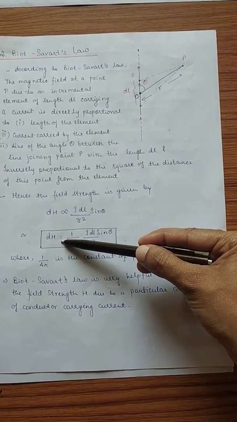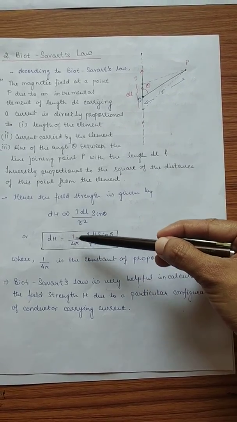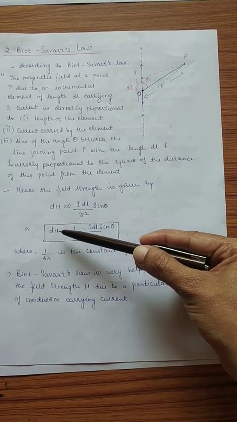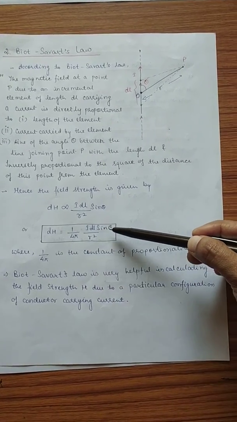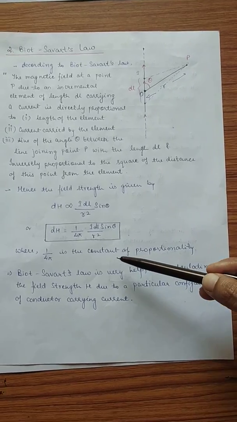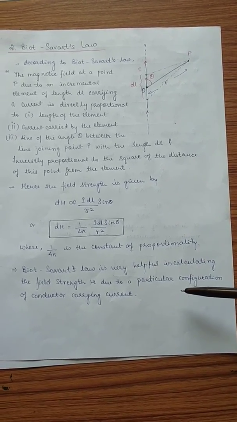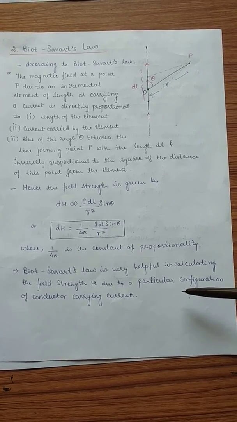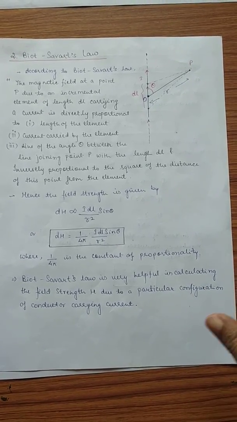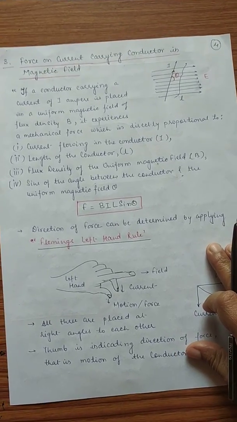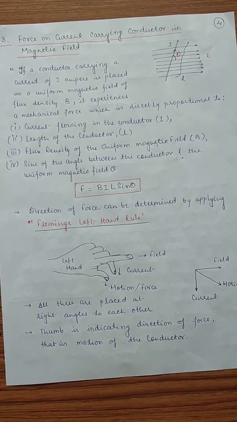When we put the equal sign, the proportionality constant would be 1 upon 4 pi. So the formula is now dH is equal to 1 upon 4 pi I dl sine theta by r square, where 1 upon 4 pi is the constant of proportionality. Biot-Savart law is very helpful in calculating the field strength H due to a particular configuration of a current carrying conductor. Now comes the next law, that is force on a current in a magnetic field.